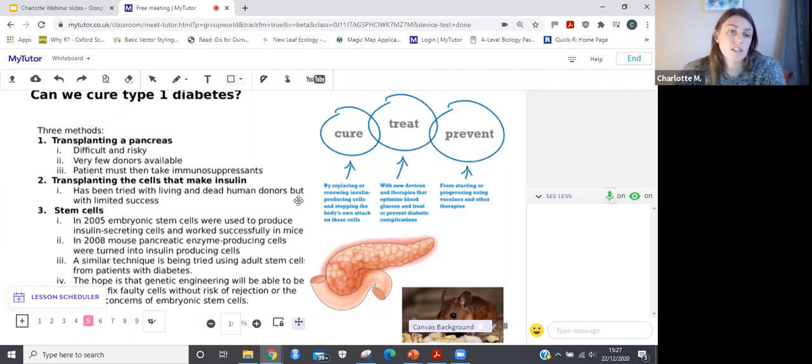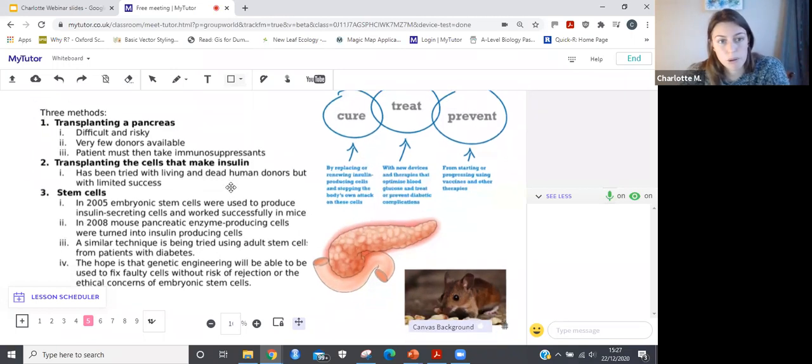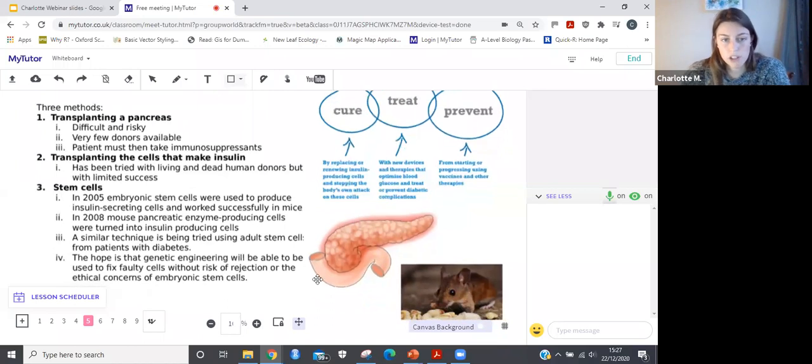The second thing that's been trialed is transplanting the cells that make insulin. So rather than just the pancreas, the organ, transplanting the cells themselves that make insulin. And that's been tried with both living and dead human donors, but with limited success. And again, the body does tend to reject cells that aren't its own. So there have been quite a few problems there. So to get round that problem with rejection of cells, stem cells are a possibility.